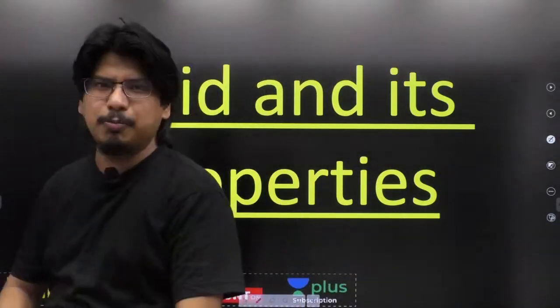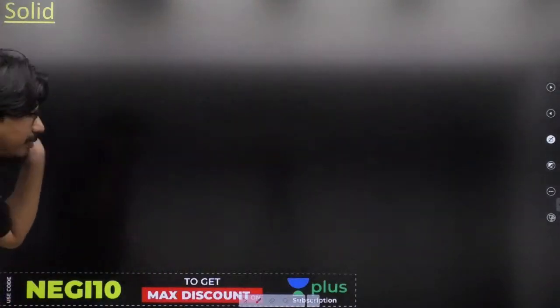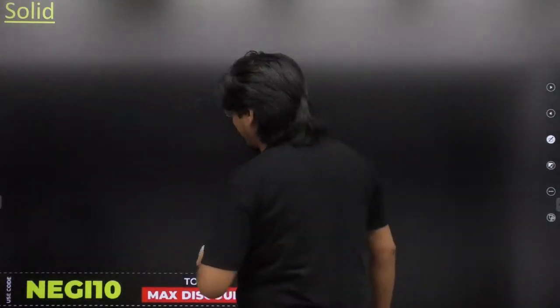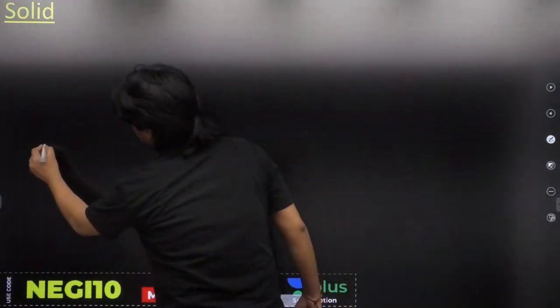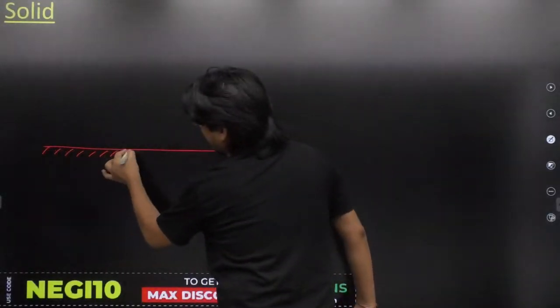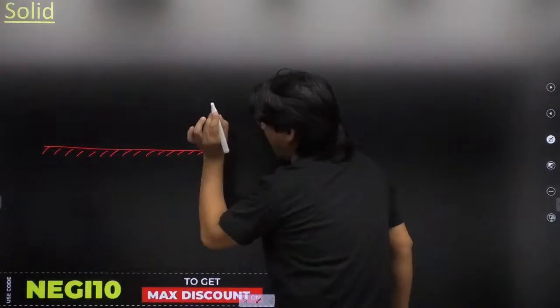So fluid and its properties. Now here we have discussed about solid. I hope you are able to recollect. अगर आप देखेंगे क्या डिस्कस किया था बेटा? Let us suppose I'm having a fixed plate.